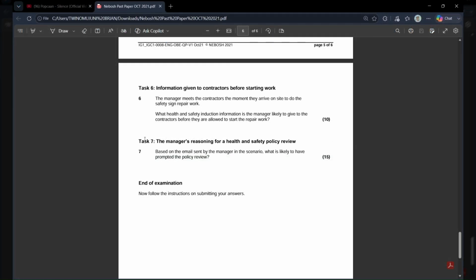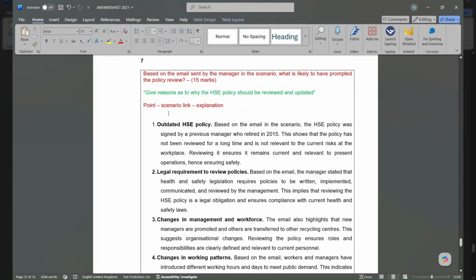Now, last but not least, number 7, the manager's reasoning for a health and safety policy review. Based on the email sent by the manager in the scenario, what is likely to have prompted the policy review? And this goes for 15 marks. Breaking down this question for somebody to understand it very easily, they want you to give the reasons as to why the HSE policy should be reviewed and updated. Again, it takes you back to the golden answering tip, the point, scenario link, as well as explanation.